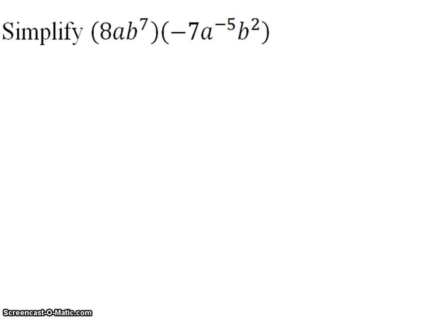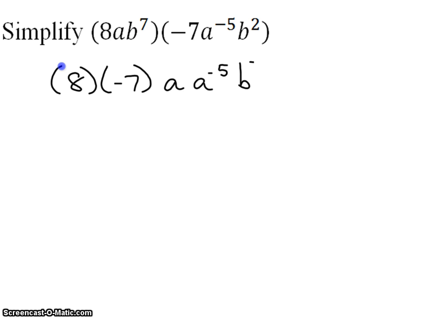So first it says simplify 8a b to the 7th times negative 7 a to the negative 5 b squared. Okay, now we're multiplying. You should first check to see if there's any exponents outside the parentheses, and there are none. So we can actually use the commutative property and just rearrange all these. So we can do 8 times negative 7, a times a to the negative 5th, and b to the 7th times b squared. Now remember, over this first a, there's a 1 there. A by itself is a to the 1.